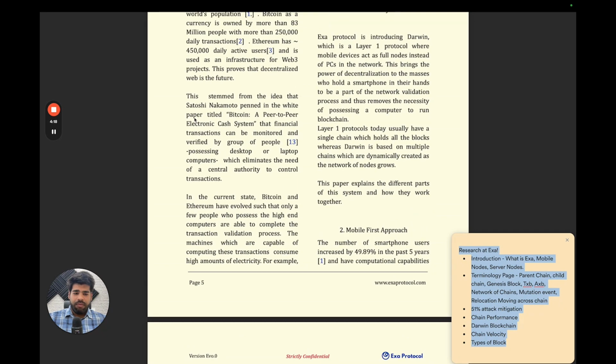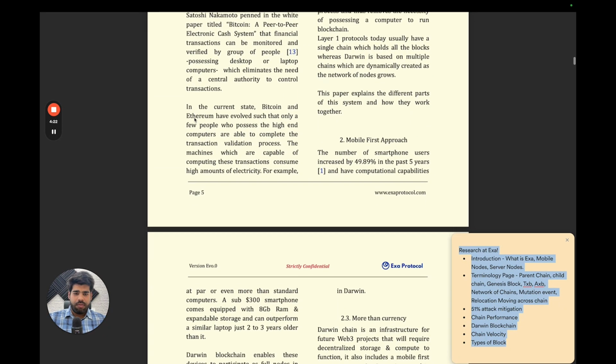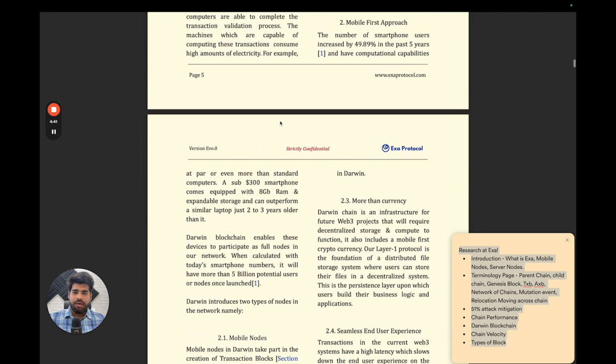Now, when we started building Darwin, we had this thing in mind that mobiles are the hero and they can run a full-blown blockchain client, given, let's say, a PoS consensus or a PoW consensus. We have stemmed everything from that idea, and what we have in mind is that a mobile of today is as capable as a PC from just 2 to 3 years ago.